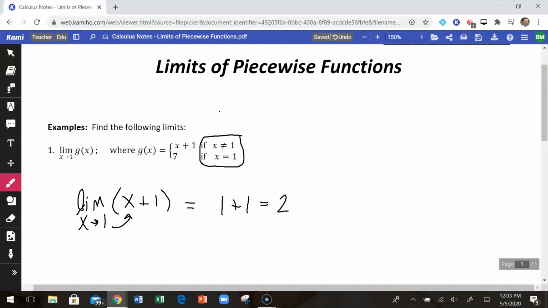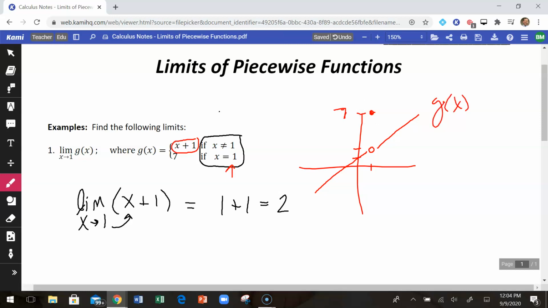If you think about the graph of g of x, what this would be is it would be the line x plus 1, except at 1 you would have an open circle. That open circle would happen at 1, 2. Okay, so at 1, 2 there would be an open circle there. Otherwise we're going to have this straight line coming through here. And then at 1 there's actually a point up here at 1, 7. So that's what g of x would look like.